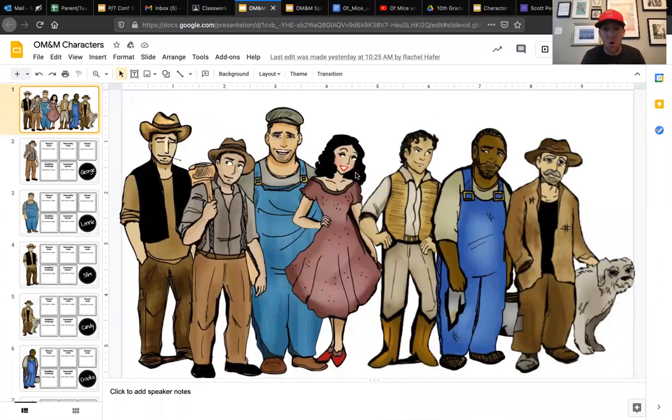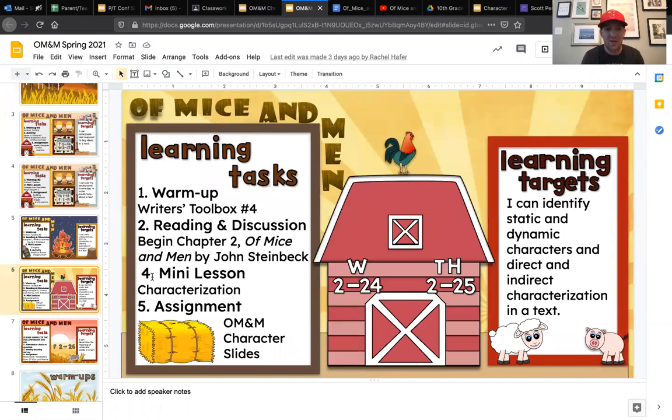Some of them you'll know before they actually walk onto the page, like Curly's wife, she gets talked about. For Crooks as well, he gets talked about before we actually meet him. And some of them you'll have to see on the page to actually know what they're like. So pay attention as you read. You're reading chapter 2 today. I wanted to show you guys this. That was just my mini lesson on characterization.